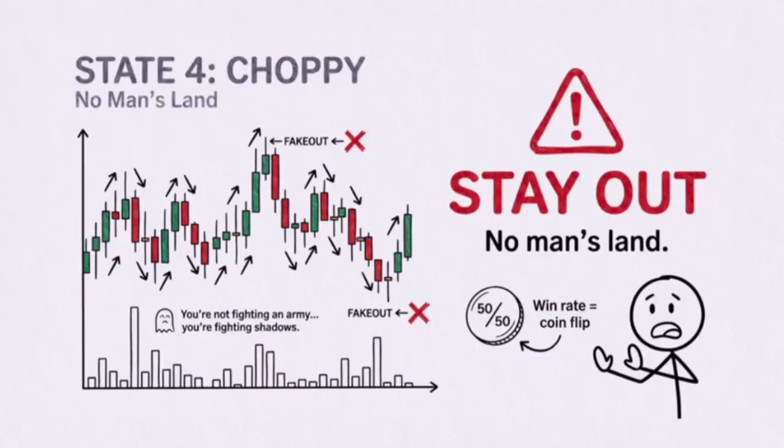Now, state number 4, choppy. This is no man's land, stay out. Choppy markets look like chaos. Overlapping candles, consecutive dojis, long wicks in both directions. Every breakout reverses within 1 or 2 candles. Fake outs everywhere. Volume is either dried up or completely random. In choppy conditions, neither bulls nor bears are committed. You're not fighting an army, you're fighting shadows. Your probability of being right is no better than a coin flip.